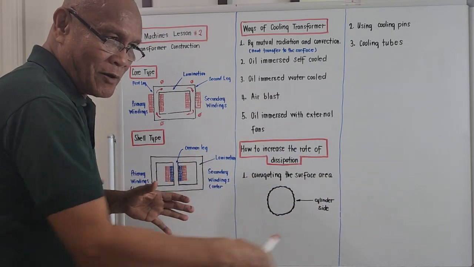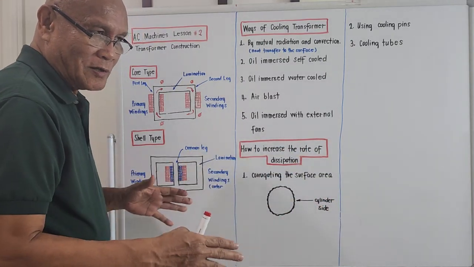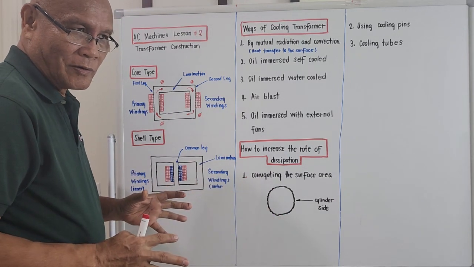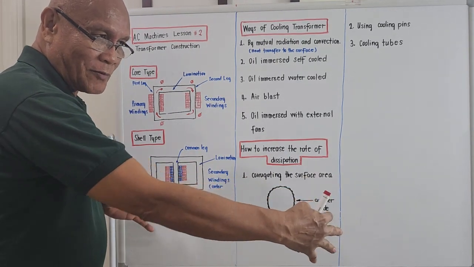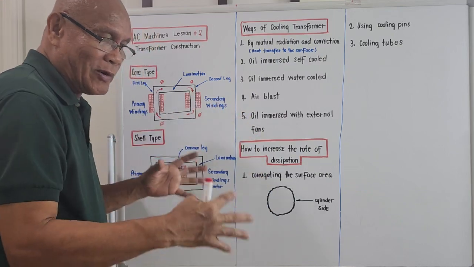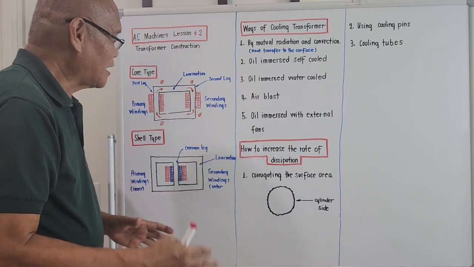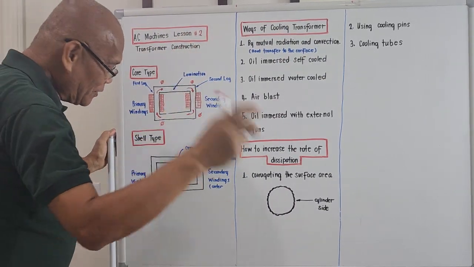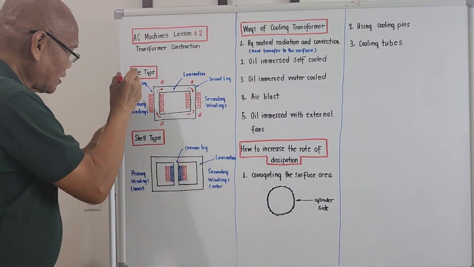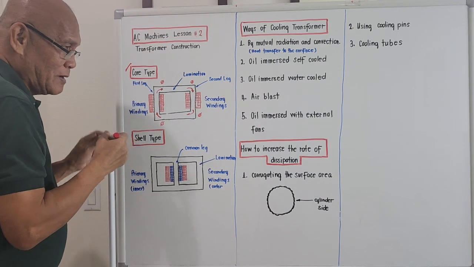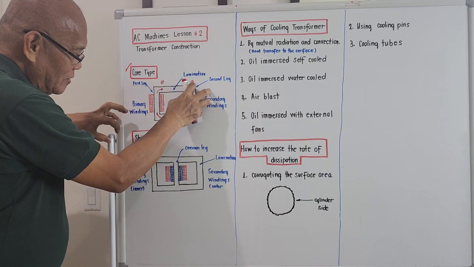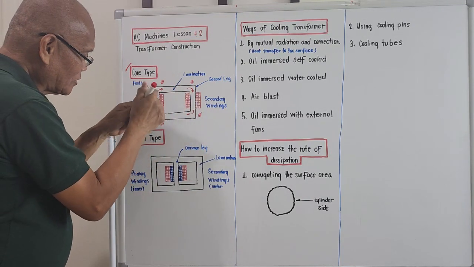Next time around, I will be discussing the difference between a distribution and power type transformer. That will be the next topic maybe. For tonight, we are only discussing how transformers are constructed. So I will repeat it. The number one type of construction is the core type. This is the primary side, this is the secondary side, and this is termed the so-called core type.